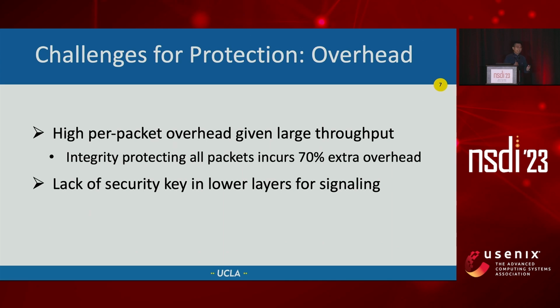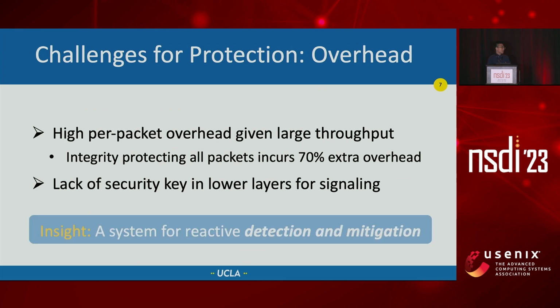And these are absolutely not just stupid mistakes, right? As we mentioned, the overhead is one major concern for such a design choice in current 5G. According to some studies and our own measurements as well, integrity protecting every single data packet could incur even 70% of extra overhead. This is not a small number. And there are also other reasons, including, for example, some signaling messages in the lower layer don't have any security context because that context is in the higher layer. So this motivates us to think about another question. Can we design an alternative solution, a system that can reactively detect and mitigate such threats?